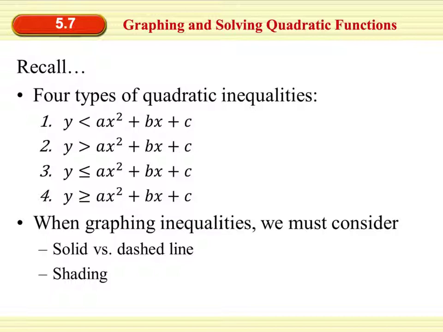Now when we go to graph these, we also have to remember that we're going to have to use a solid or a dashed line. These two right here will produce a dashed line. And these two right here, because of the less than or equal to piece and the greater than or equal to piece, will produce a solid line. And then with inequalities, we also have to shade. We're going to be shading either the inside of our parabola or the outside of our parabola.